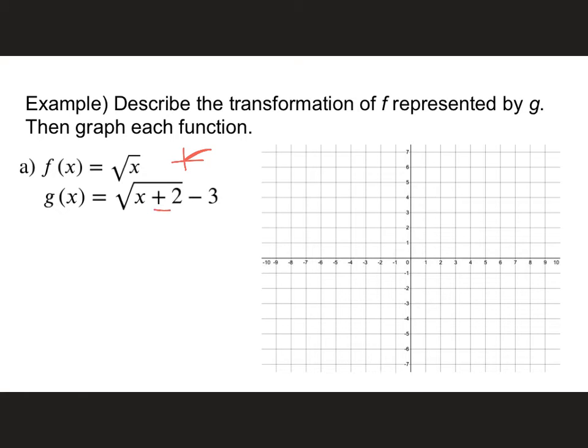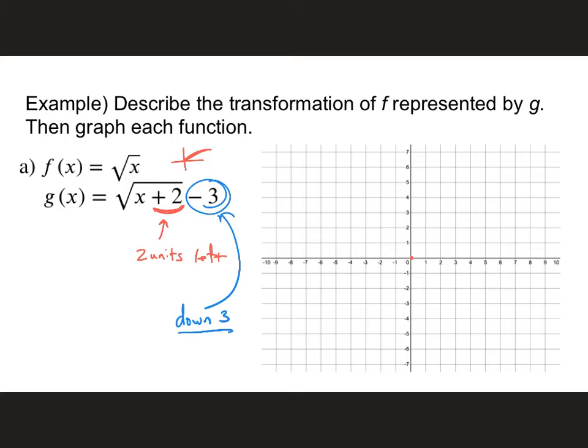If I look at that plus 2, the plus 2 that's underneath of the radical, this tells me that I'm going to go 2 units to the left. So my square root graph is going to be moved 2 units to the left. And then this minus 3, the minus 3 that's on the outside, that's going to tell me that my function is going to move down 3 units. So from the regular square root, from that x-intercept of 0, 0, and that y-intercept of 0, 0, I'm going to take that point 0, 0.